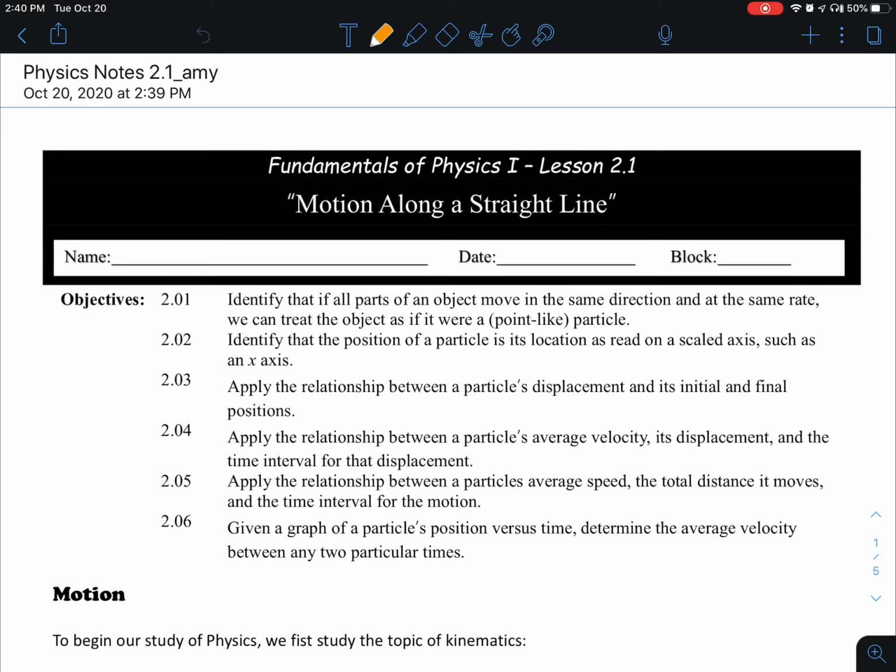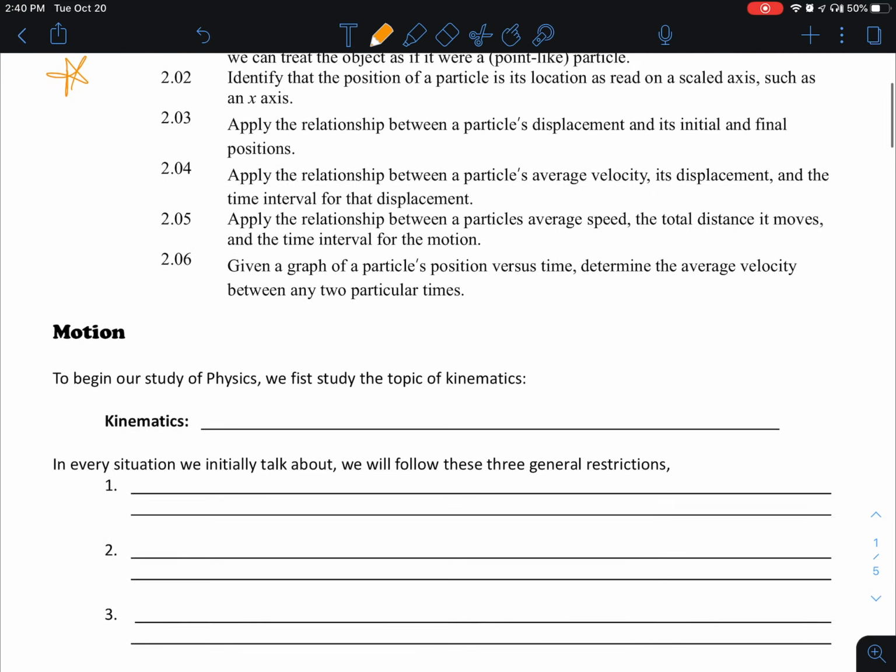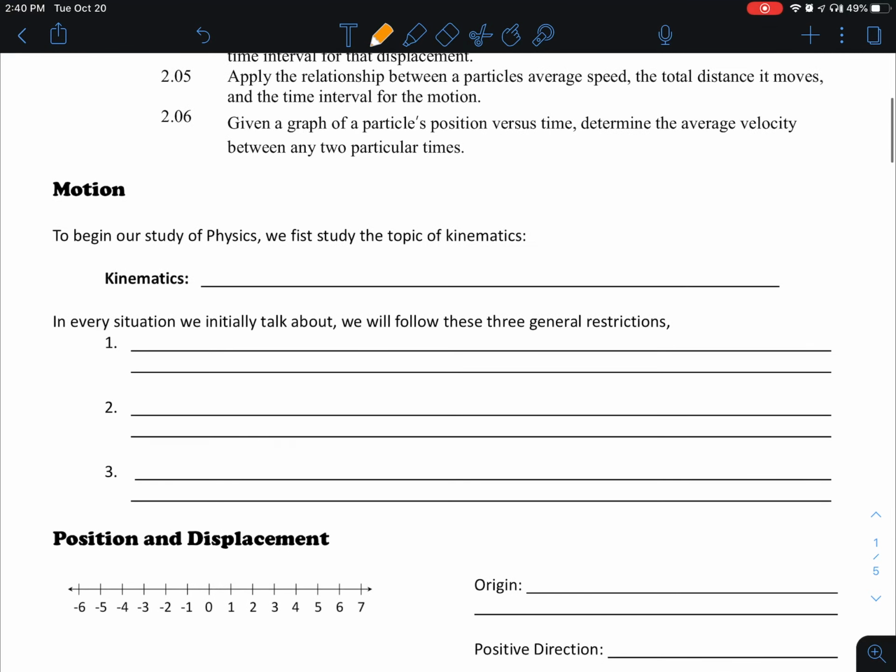So in lesson 2-1, we're going to talk about motion in a straight line. Here are all the objectives. You can read through them. We're going to treat everything like a particle, a point-like object. We're going to talk about the difference between position and displacement, average velocity, average speed, the difference between speed and velocity, and looking at a position graph.